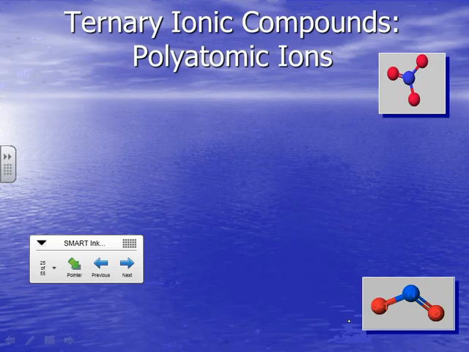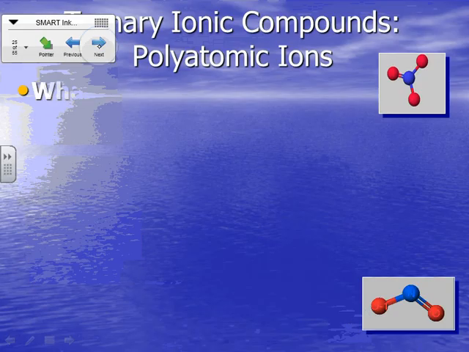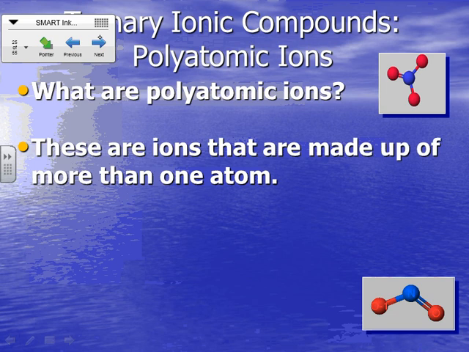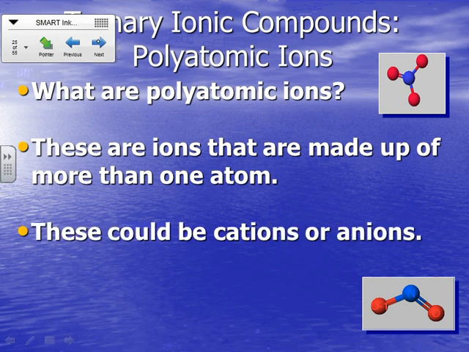For polyatomic, let me go back to this. Ions that are made up of more than one atom, okay? And these could be cations or anions. They could have a positive charge or a negative charge. Most of them are anions.